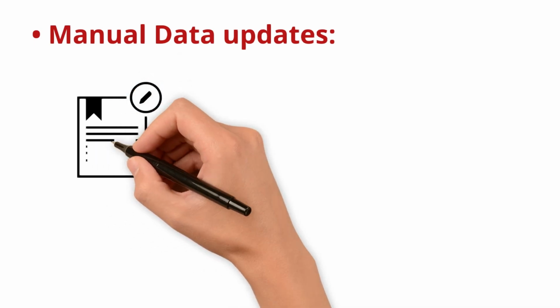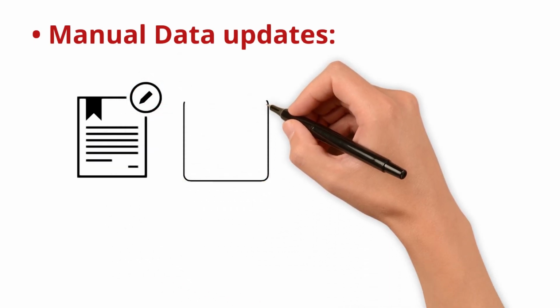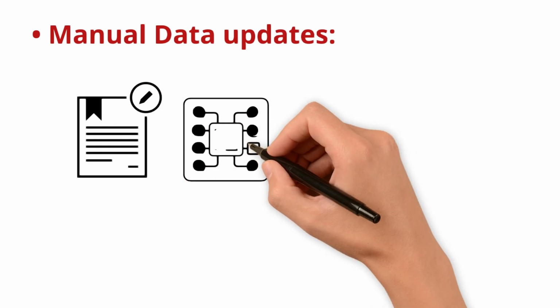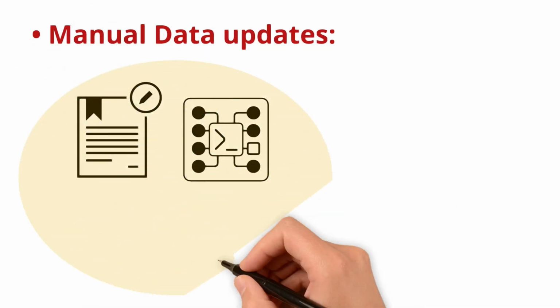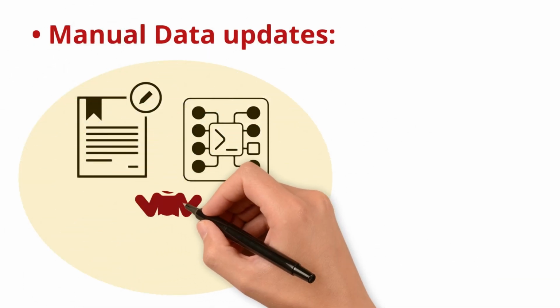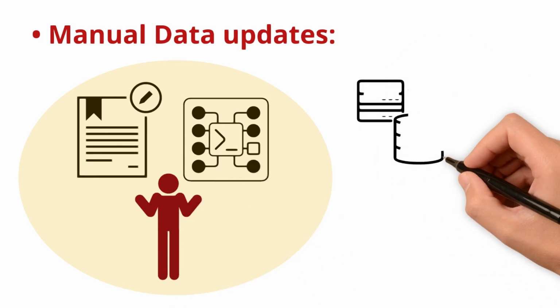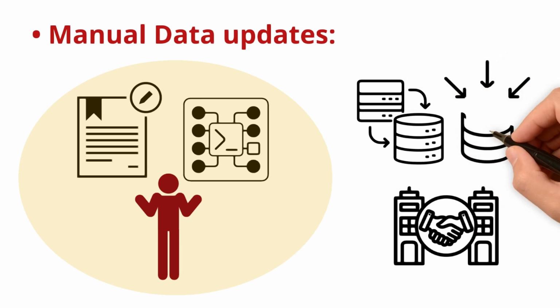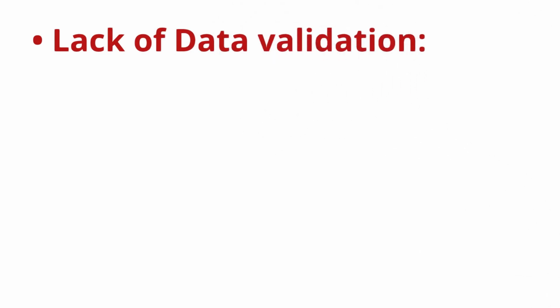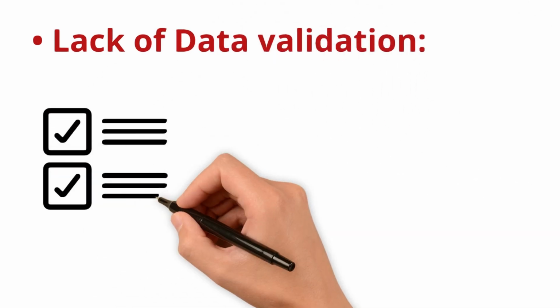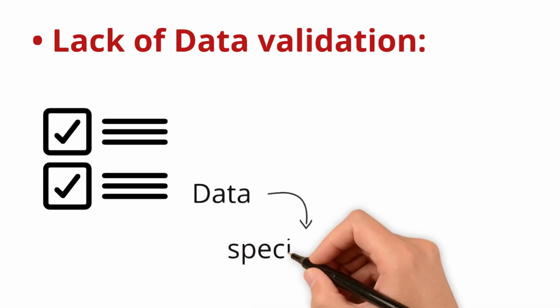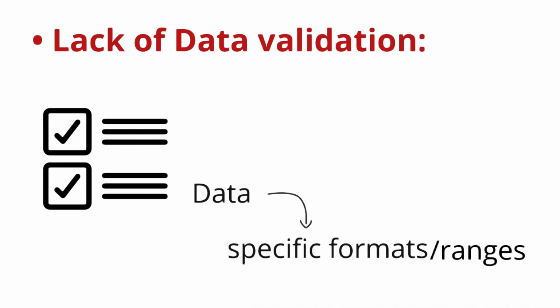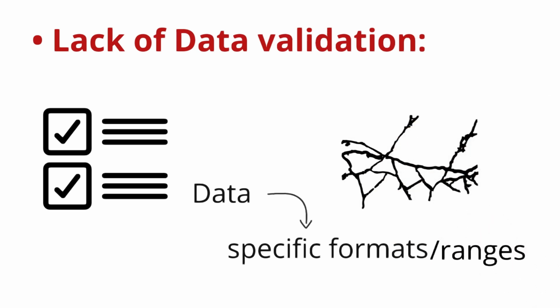Manual data updates. If data is updated manually in multiple places, there is a higher risk of inconsistencies creeping in, especially if updates are not done consistently. This can be particularly problematic during data migration or company mergers where information from different sources needs to be combined. Lack of data validation. If systems don't have checks in place to ensure data conforms to specific formats or ranges, inconsistencies can easily slip through the cracks.